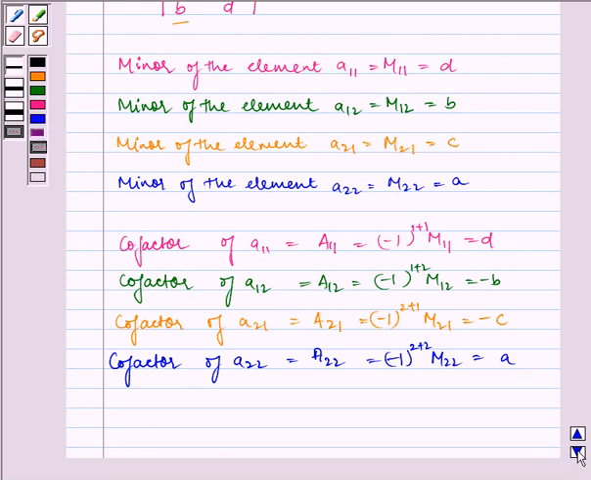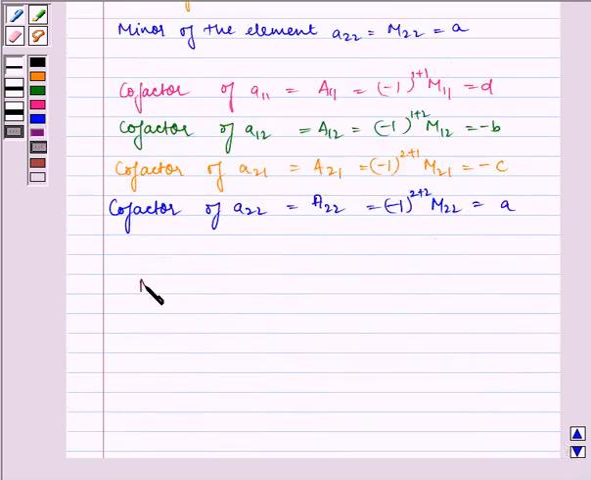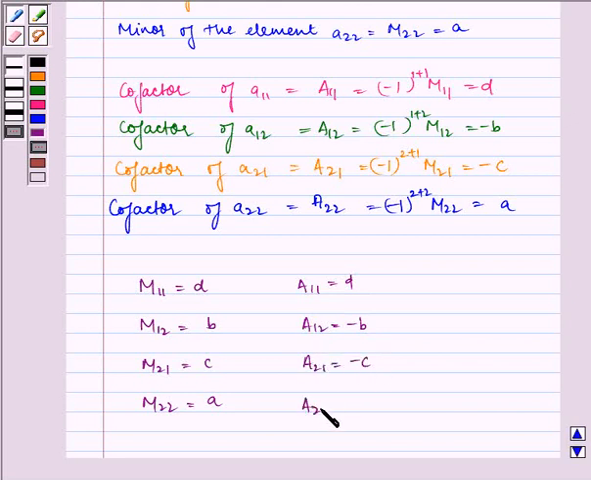Hence, the required answer is M11 is equal to D, M12 is equal to B, M21 is equal to C, M22 is equal to A, A11 is equal to D, A12 is equal to minus B, A21 is equal to minus C, A22 is equal to A. This is our final and the required answer.